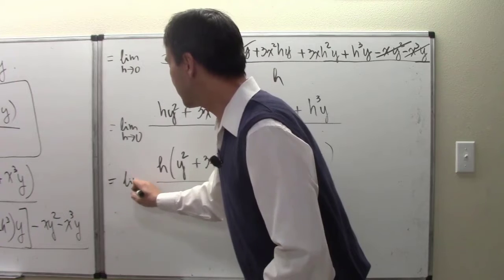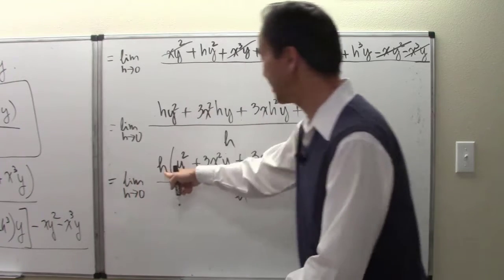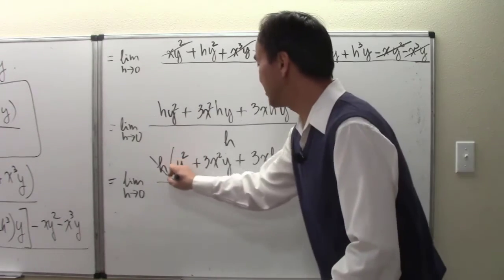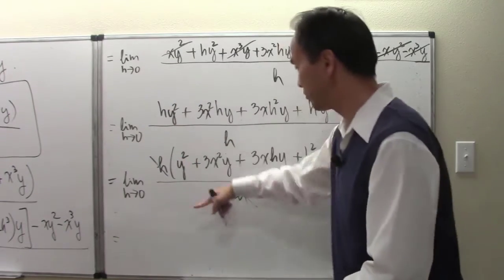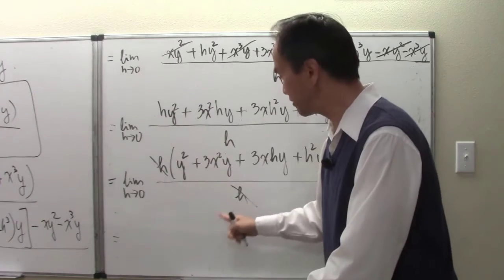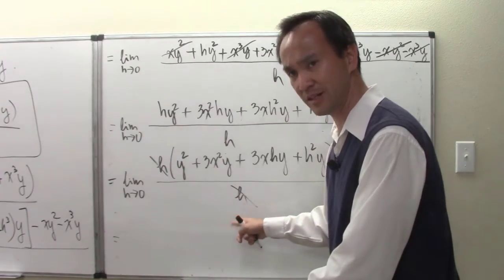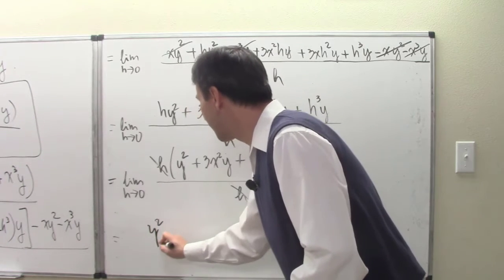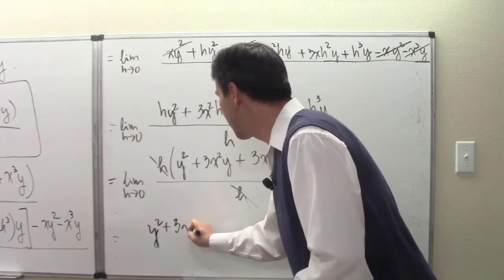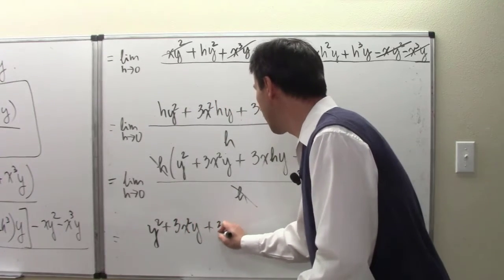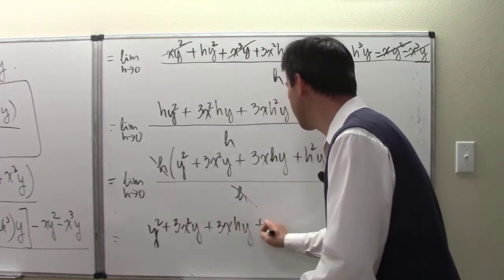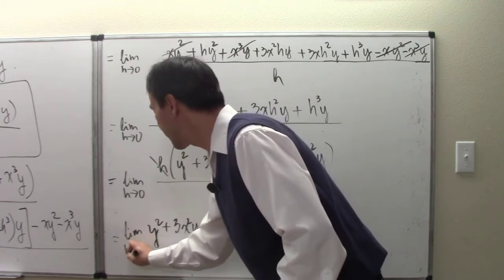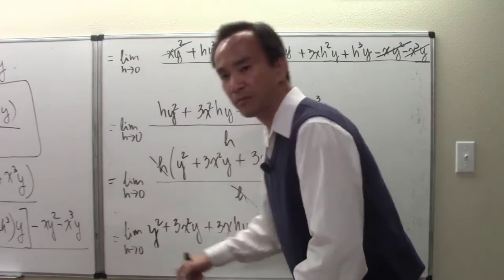Okay. And so, of course, the whole point of factoring out the h here is so that we can cancel the h. So in my next step, we will reduce this entire fraction into something that has no denominator. It's a good thing that we've done that. So y squared plus 3x squared y plus 3xhy plus h squared y. But now we really are ready to take the final limit, letting h approach 0.